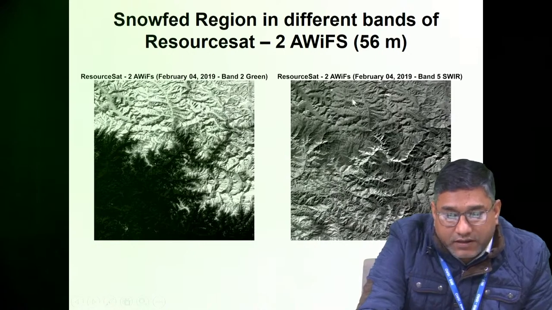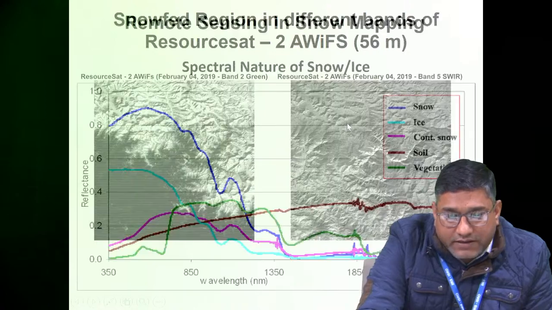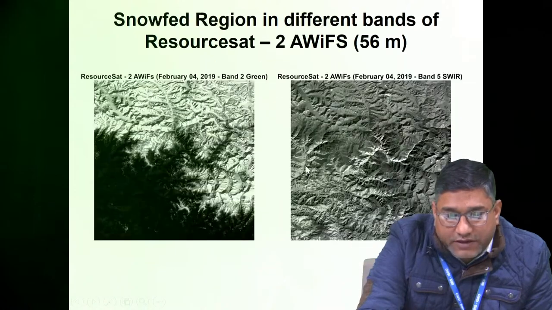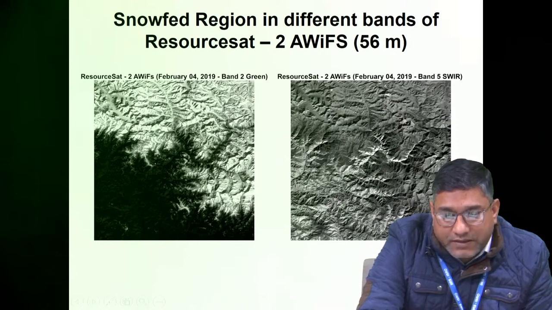But if you see this SWIR band, you can see it is totally opposite to what we have noticed in band 2, that is the green band. If you see the band 5 SWIR band, we have noticed that in the SWIR region, whatever energy is incident upon the snow gets absorbed by the snow. So that is why in this SWIR band, whatever energy is incident upon the snow gets absorbed. Because of that, it appears darker in color.